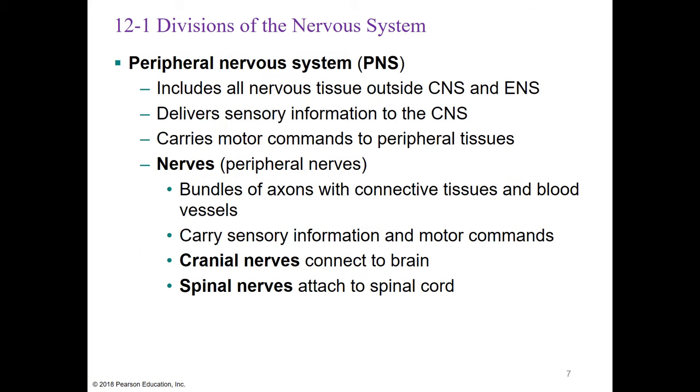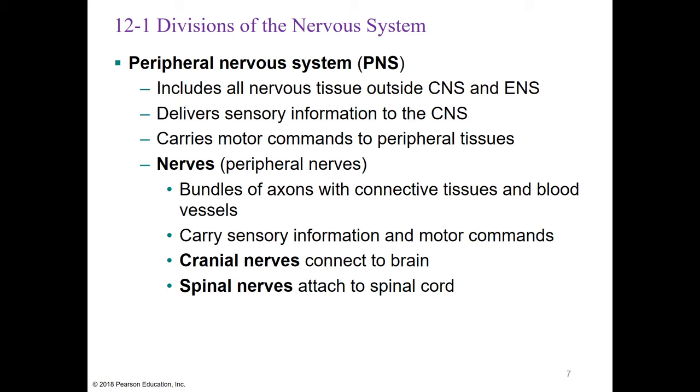Peripheral nervous system, or PNS, includes all nervous tissue outside of the central nervous system and the enteric nervous system, which is the ENS. We're going to come back to the enteric nervous system in just a few minutes. So, peripheral nervous system, anything outside of central. It is going to deliver sensory information to the central nervous system and also carry motor commands out.